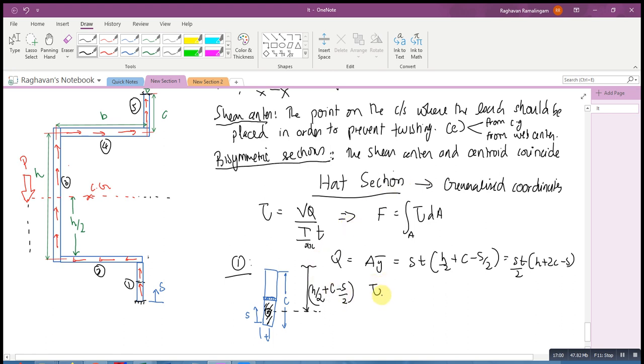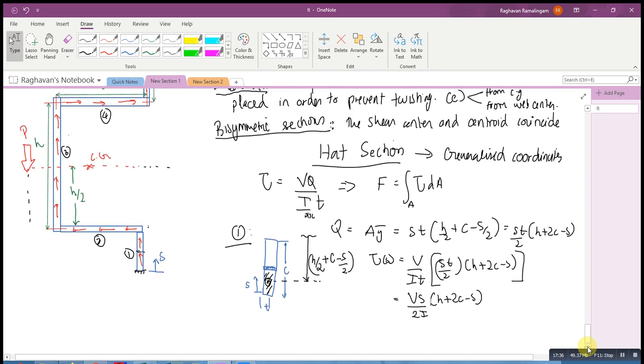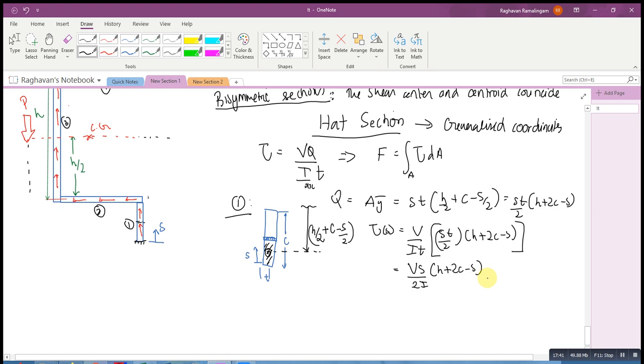Okay, and therefore tau of S equals V Q by I T, which is V by I, I'll just use I instead of IXX for simplicity, into ST by 2 into H plus 2C minus S, which also equals simply Vs by 2I into H plus 2C minus S. So this is my expression for the shear stress. Of course, tau of S is equal to 0 at S equals 0, and it will also be equal to Vc by 2I into H plus C at S equals C. Okay, which means at this particular point, this will be the value of the shear stress.